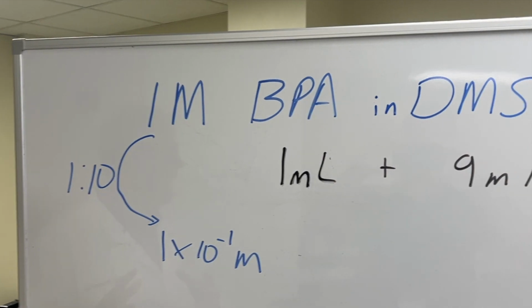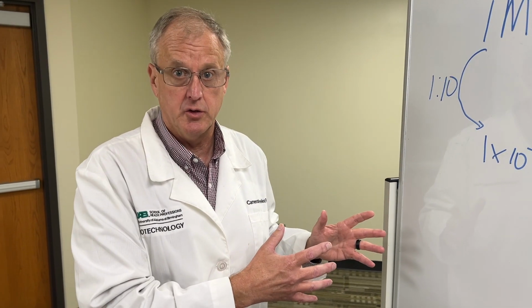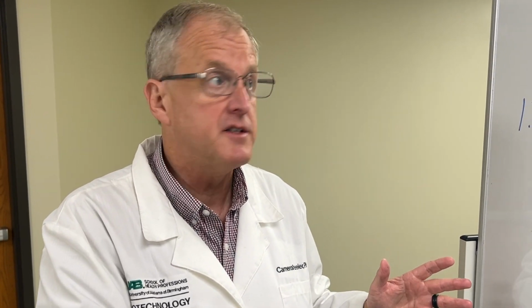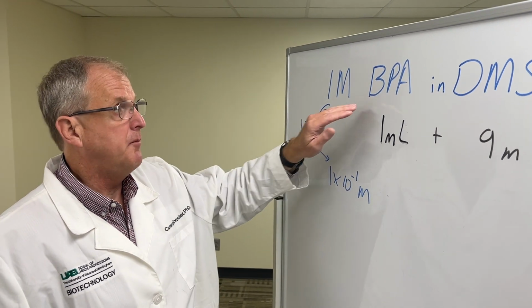Today, we're going to talk about how to make a stock solution, and from a stock solution to use a serial dilution to make a working stock solution. Working stock solution will be used for all of our experiments. Here, we're going to make 1 molar stock solution of BPA.